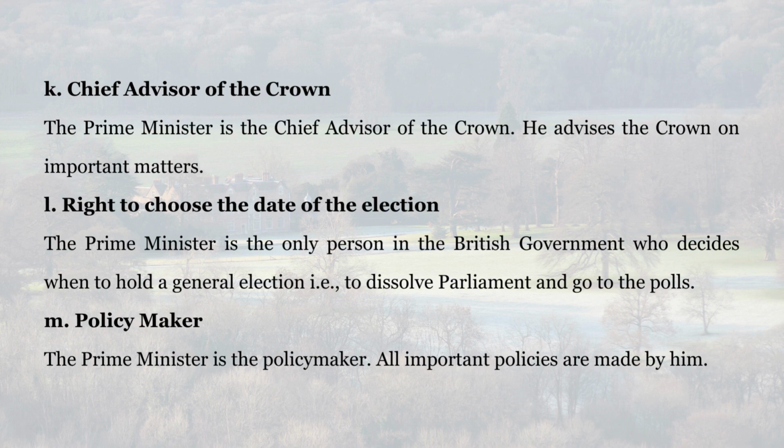L. Right to choose the date of the election. The Prime Minister is the only person in the British government who decides when to hold a general election, that is, to dissolve Parliament and go to the polls. M. Policy maker. The Prime Minister is the policy maker. All important policies are made by him.